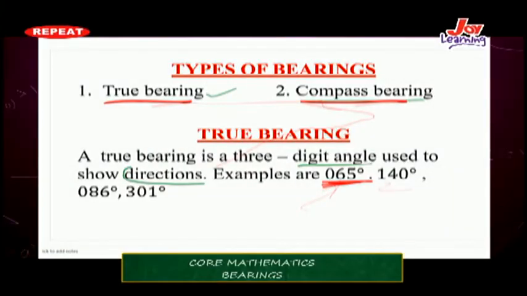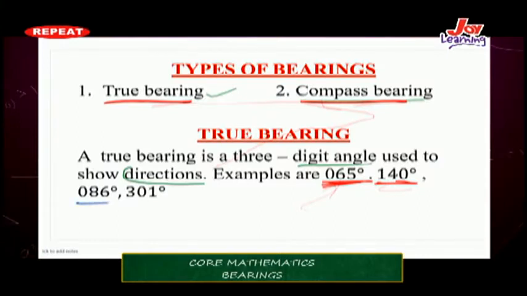Another one, 140 degrees. We have 140 degrees, which is a measurement of an angle just inside the book. But this 140 degrees, I'm talking about an angle that will be used to show direction. 086. Now, I think you know why I put 0 in front. It should have been 86. But the 0 in front is making it become what? A 3-digit angle that will be used to show direction. And my last example is 301. Very good.